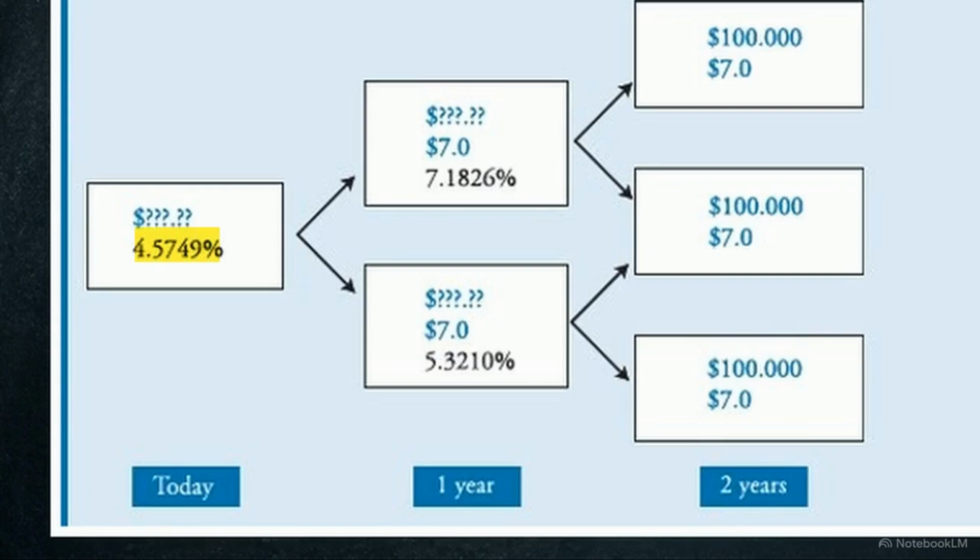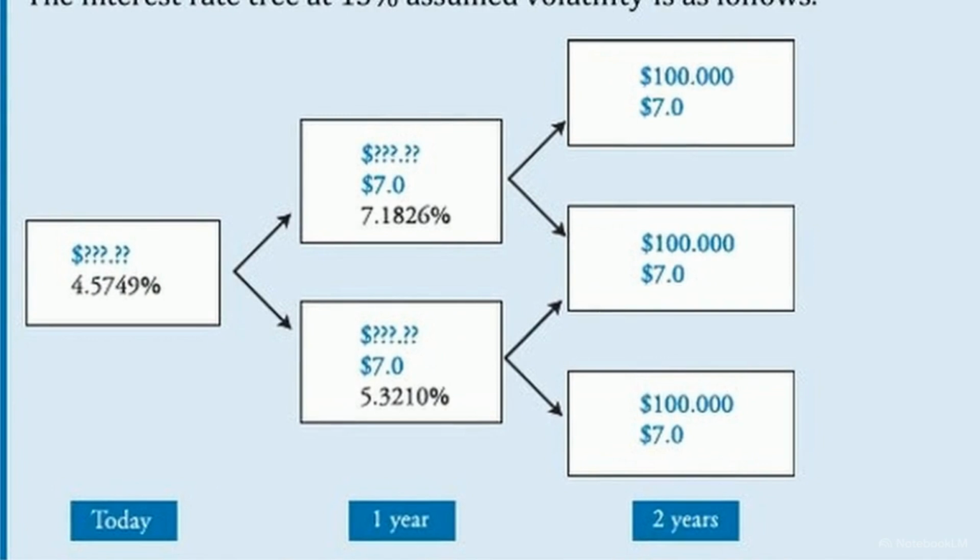We have a starting rate of 4.5749% today at node 0. Looking ahead to year 1, the model diverges into 2 possible forward rates, an upper path at 7.1826% and a lower path at 5.3210%.